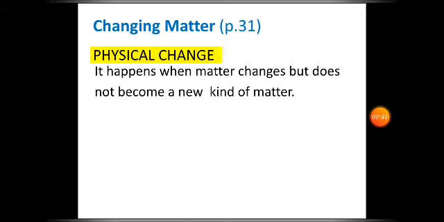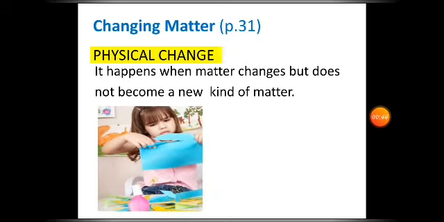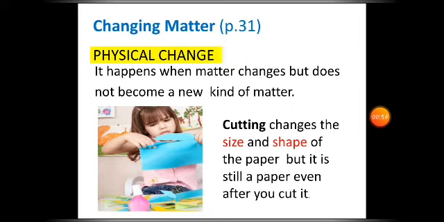Okay, take a look with this example. What is the girl doing in the picture? Yes, she's cutting the paper. When you do the cutting, you will notice that you change the paper. But what are changed in the paper? Yes, the size and the shape. But the paper remains the same. It will still be the paper. Therefore, it is an example of physical change. Did you get it, kiddos?